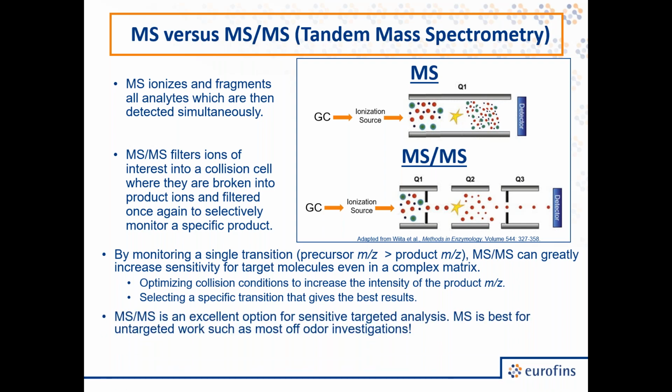So as I said, MS-MS is an excellent option for sensitive target analysis, while our general mass spectrometry single quad is best for untargeted work, such as most off-odor investigations.